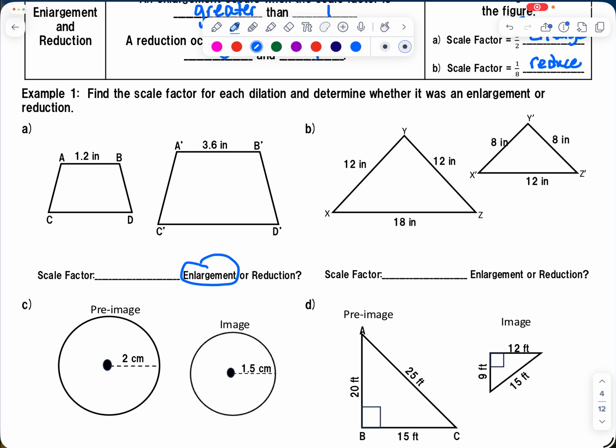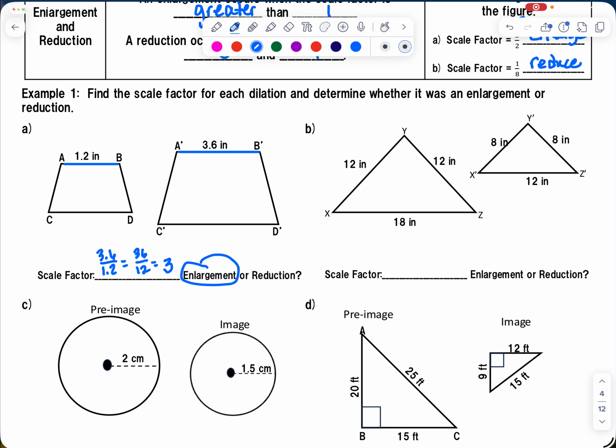So remember, you're going to take corresponding sides. So AB would correspond to A prime, B prime. And you want to take the new, which is 3.6, over the original, which is 1.2. Now I'm going to multiply those both by 10 to make this easier to divide. So this would be 36 divided by 12. And that is 3. So our scale factor is 3. Sure enough, we got a scale factor larger than 1.